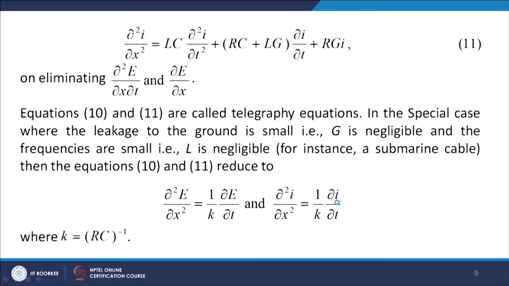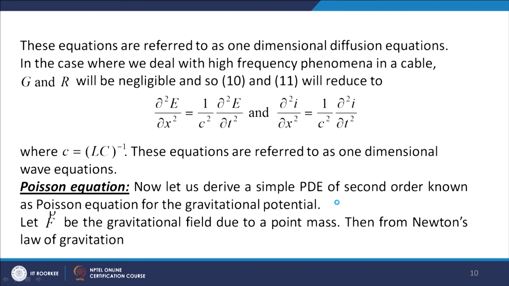Now, L and C are constants. So, taking 1 by LC equal to small c squared, we can write these equations: Exx equal to 1 by c square Ett and Ixx equal to 1 by c square Itt. These are referred to as one dimensional wave equations and also called radio equations.